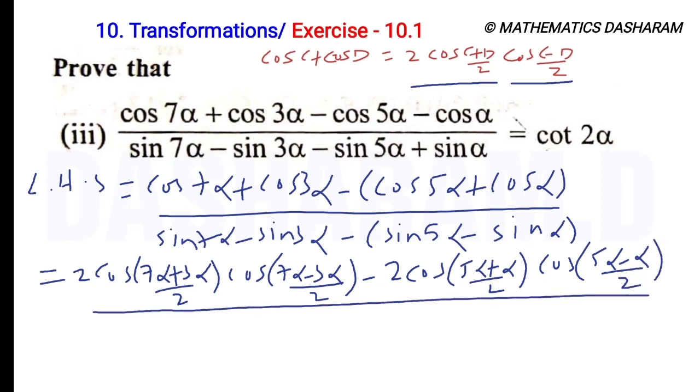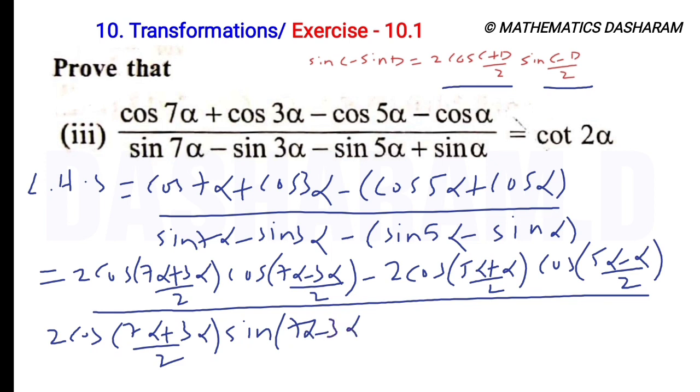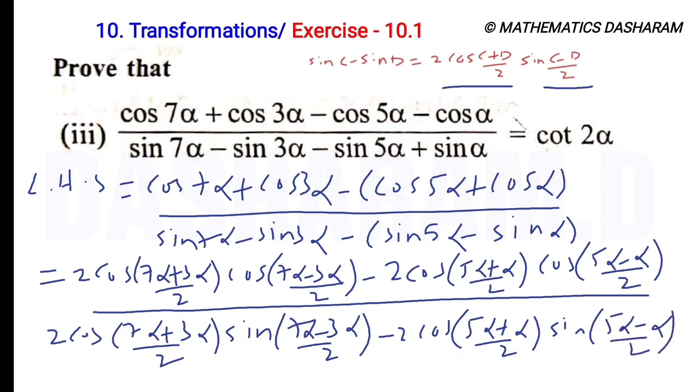divided by. Here, the sin C minus sin D formula: it is equal to 2 cos (C plus D) by 2 into sin (C minus D) by 2. So 2 cos (7 alpha plus 3 alpha) by 2 into sin (7 alpha minus 3 alpha) by 2, minus, once again the same formula, 2 cos (5 alpha plus alpha) by 2 into sin (5 alpha minus alpha) by 2.